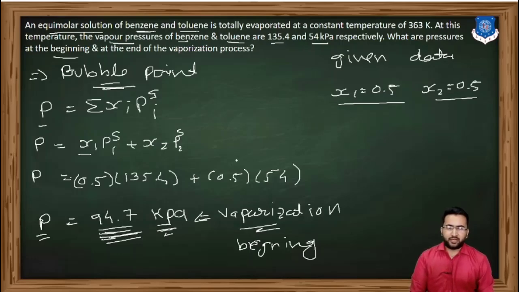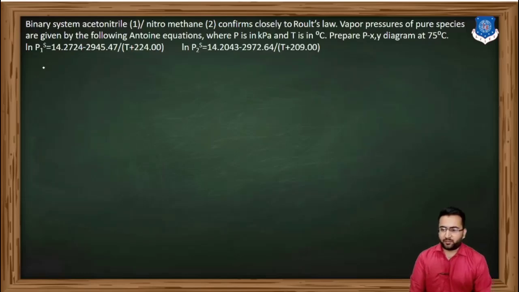Now let's calculate another numerical based on the PXY diagram: a binary system of acetonitrile, which is our component 1, and nitromethane, which is component 2, conforming to Raoult's law.